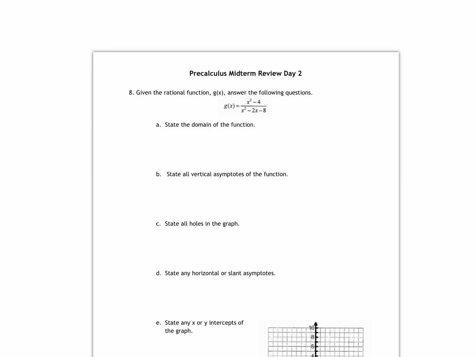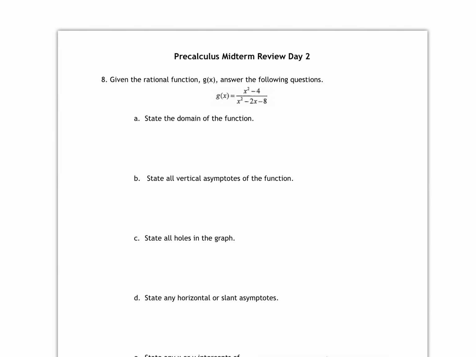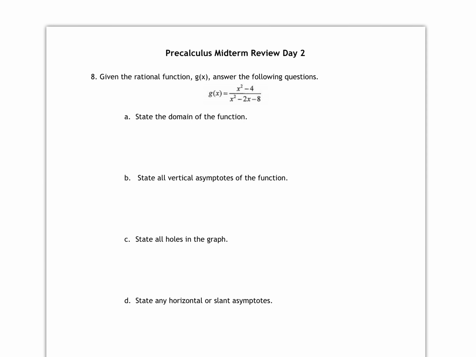Okay, we're going to look at the pre-calculus midterm review day 2. Starting off with, given the rational function g of x, answer the following questions. We're looking at these rational functions and first asked to state the domain. Now remember, the domain is where the denominator is 0. Those are our exceptions, I should say. So we want to factor this out.